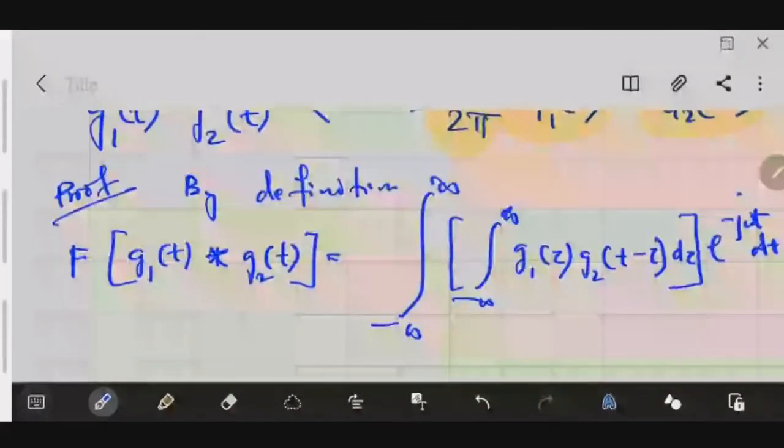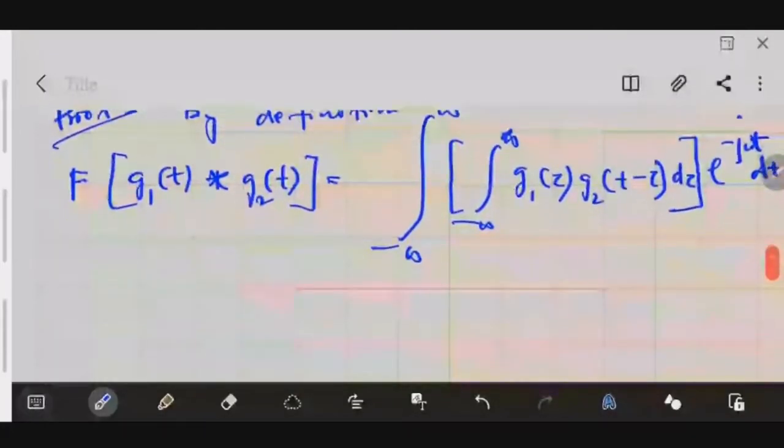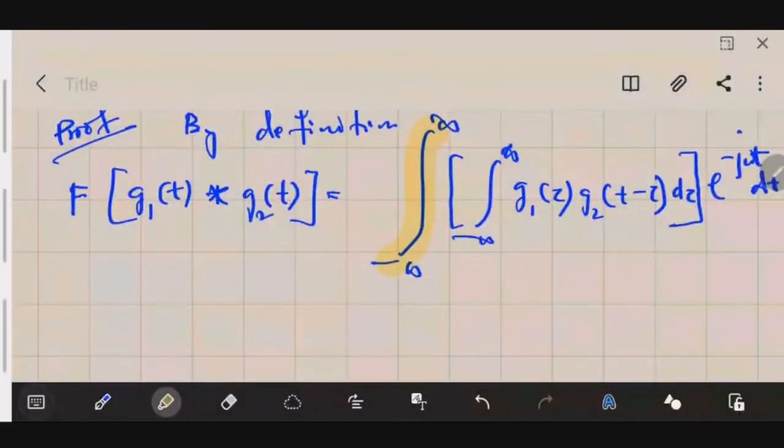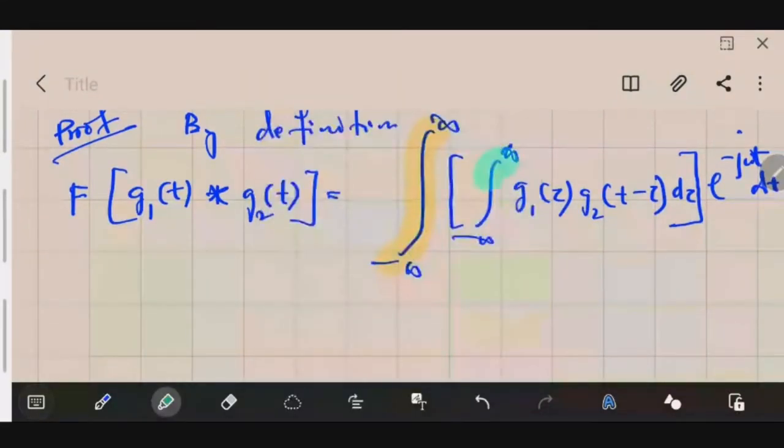Now what we could do is change the order of the integrals. This integral which is outside, which I have marked in orange, I will take inside, and the integral which you see inside, which I have marked in green, I will take outside.